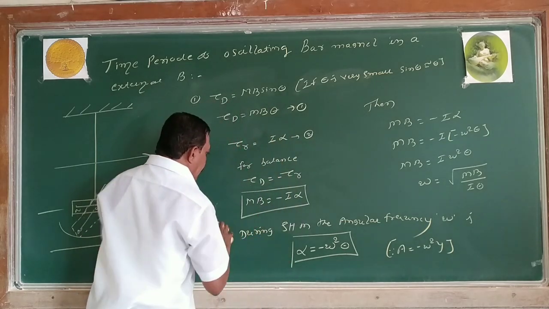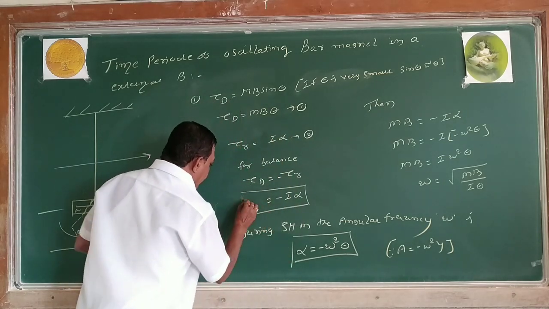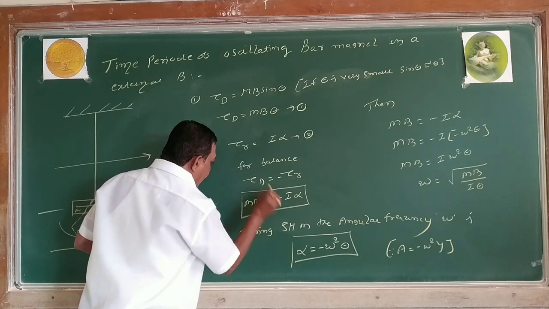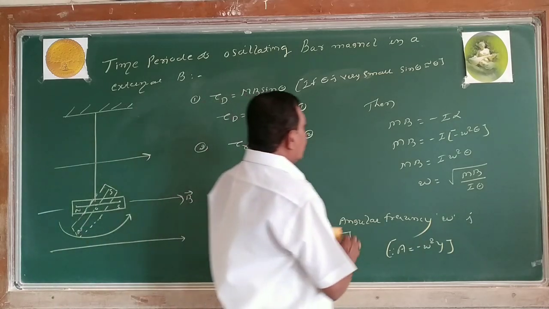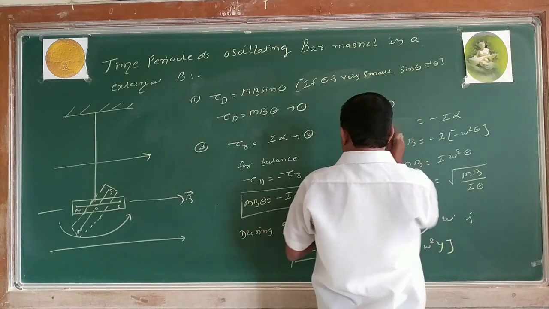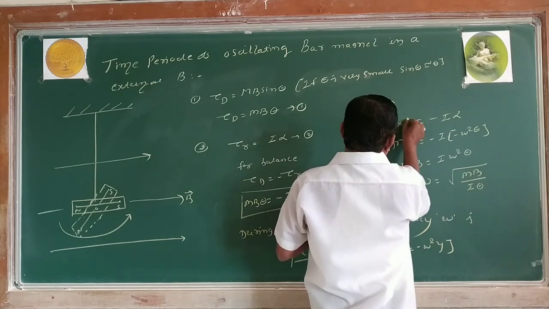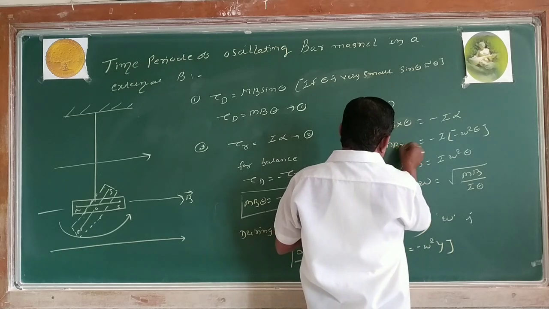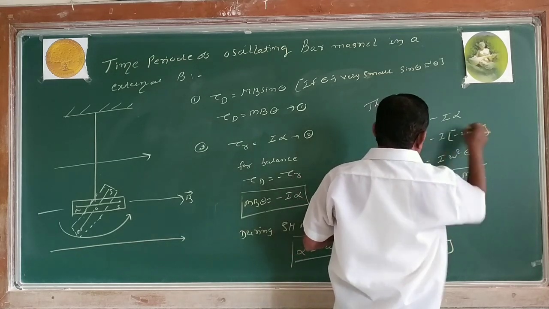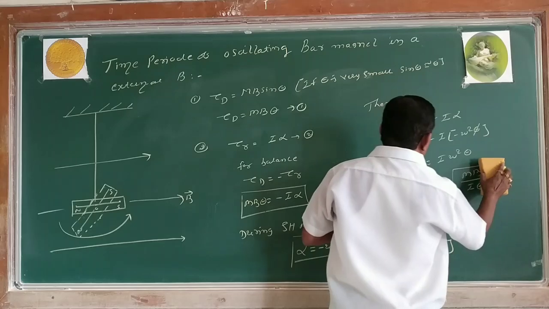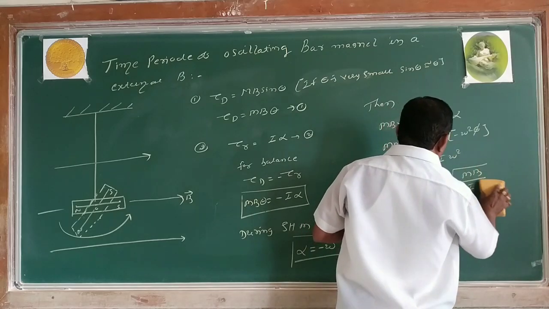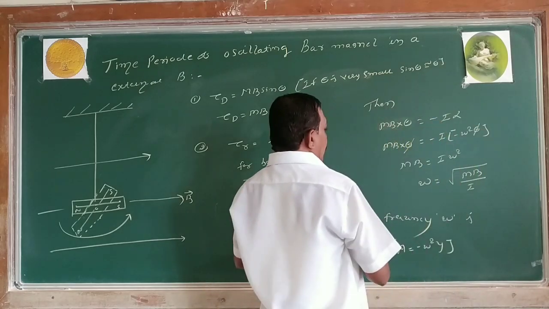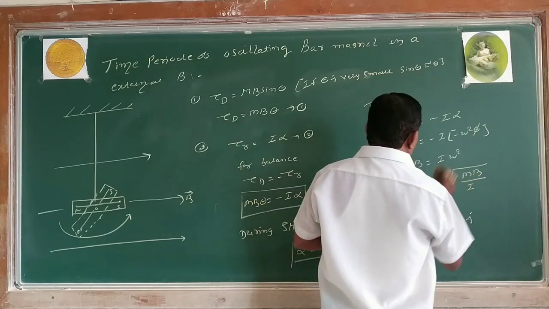Here take theta. mb into theta, and this theta cancels. mb equals I omega square, so omega square equals mb by I.